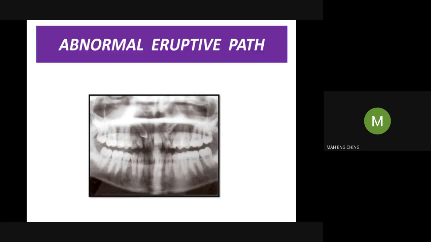Abnormal eruption is when the tooth erupts into the wrong position. Usually the canine is the one. When you have a missing lateral incisor, some say the lateral incisor guides the canine as it comes down. So if you're missing a lateral incisor, sometimes the canine will lose direction of eruption and come into a crooked position.